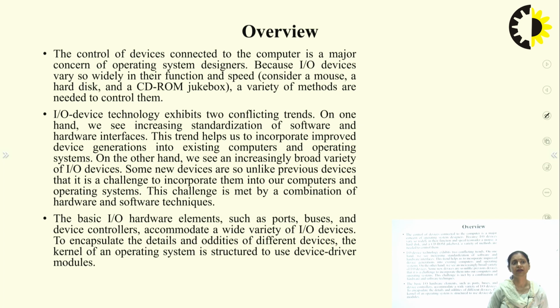On the other hand, there is an increased broad variety of I/O devices. Some new devices are so unlike previous devices that it is a challenge to incorporate them into the computers or the operating system because the technology is changing day by day. So this challenge is met by a combination of hardware and software techniques. The basic I/O device elements, like ports, buses, and device controllers, accommodate a wide variety of I/O devices. To encapsulate the details and oddities of the different devices, the kernel of the operating system is structured to use device driver modules.